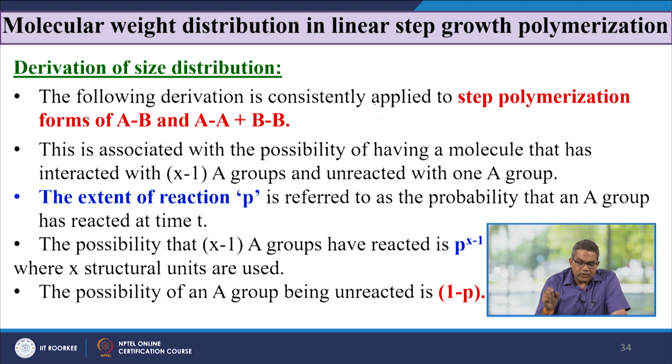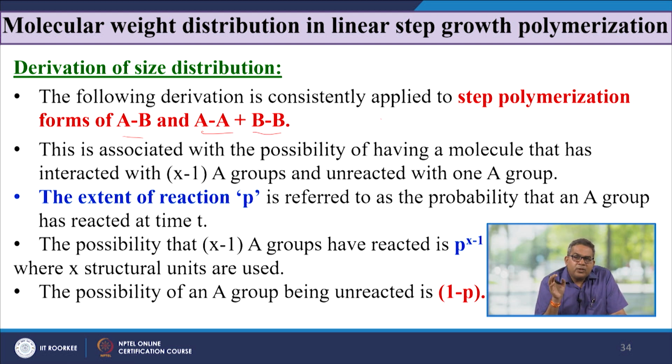This particular derivation, like the size distribution derivation, is consistently applied to the step polymerization of A, B and AA and BB. This is associated with the possibility of having a molecule that has reacted with X minus 1 A groups and left one A group unreacted. The extent of reaction P is the probability that an A group has reacted at time t, and the probability that X minus 1 A groups have reacted is P to the power X minus 1, where X is the structural unit.